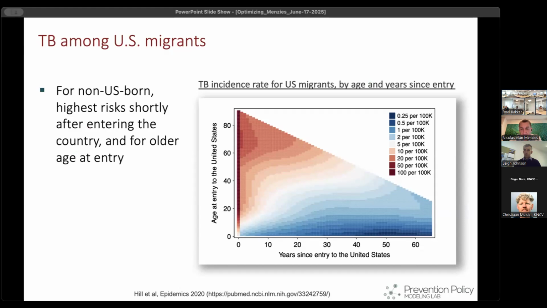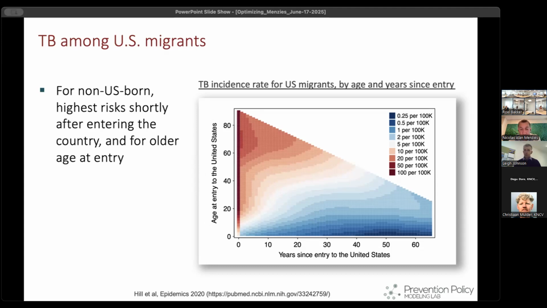So this graph is showing you how the risk of developing TB for US migrants changes as a function of the number of years since they entered the United States on the bottom, and the age at which they entered the United States on the vertical. And this is deliberately organized this way, thinking about, for these migrants, it is unlikely that they will be exposed to TB infection while in the United States. Typically, people will face a higher force of infection before entry.